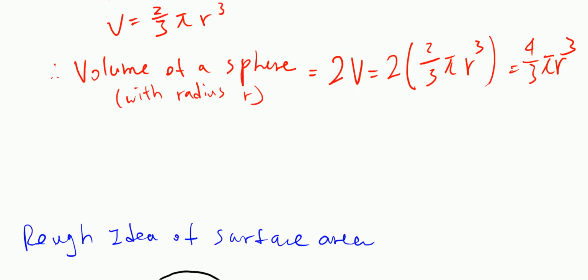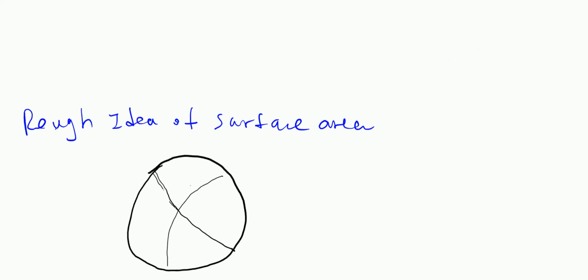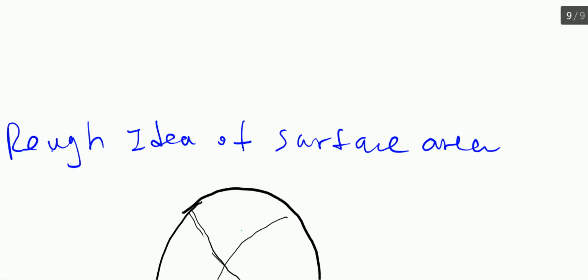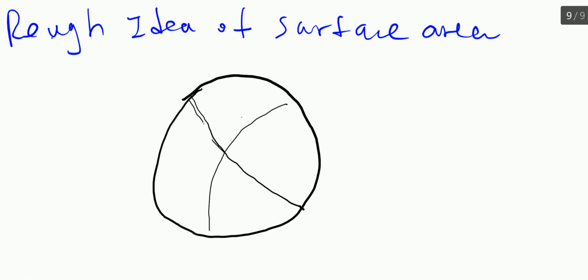Okay, about the idea of the surface area here. This time I can have a sphere, a very rough sphere here. And you know that this time the radius, I just make use of blue. If this is the center, you know that the radius should be R.